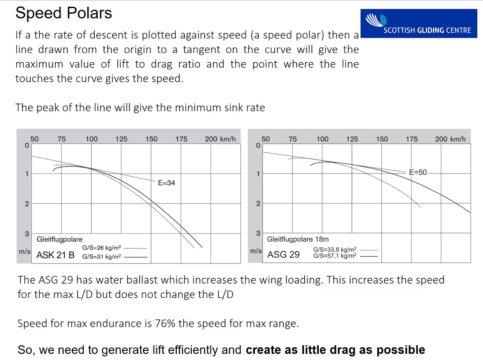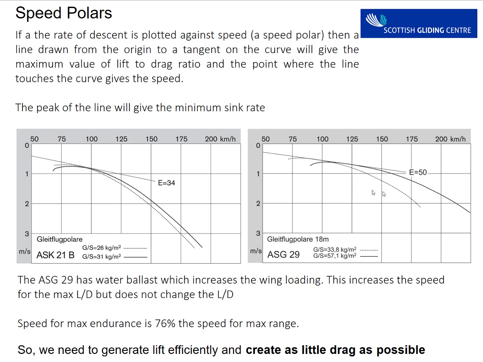But if we look at the lift to drag ratio, then what we will see is that the lift to drag ratio for the ASG 29, if I look at the slope of the line, is 50, and irrespective of whether the aircraft has no water in the wings, low wing loading, or water in the wings and high wing loading, it hasn't affected the lift to drag ratio of the aircraft. It still is 50 to 1.